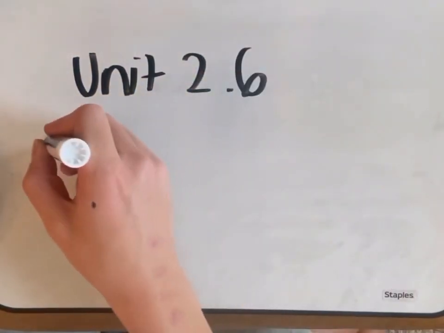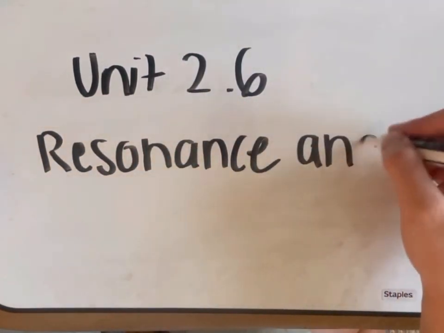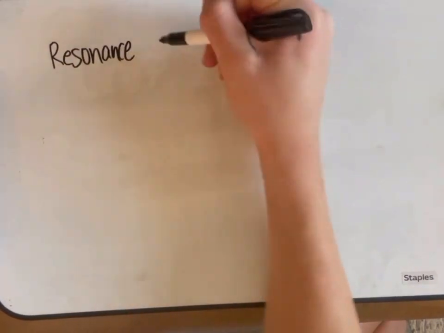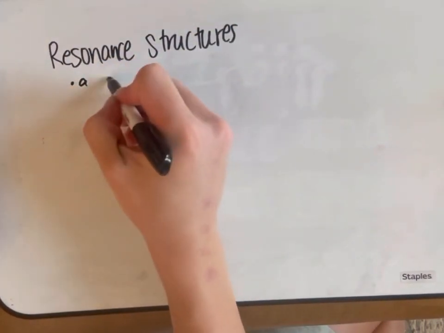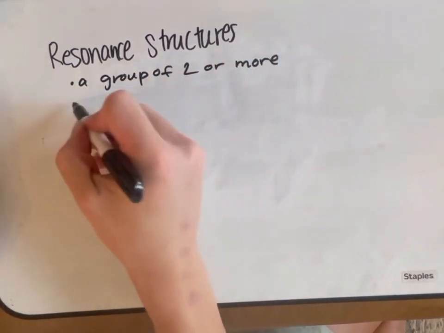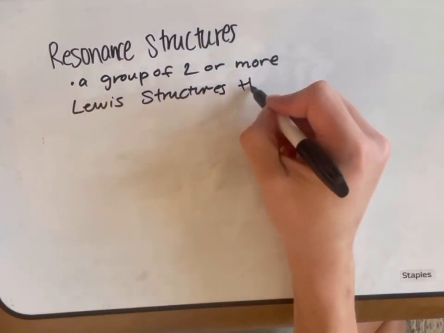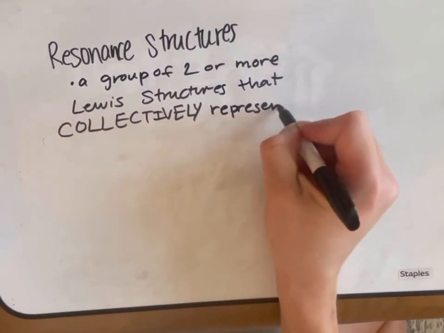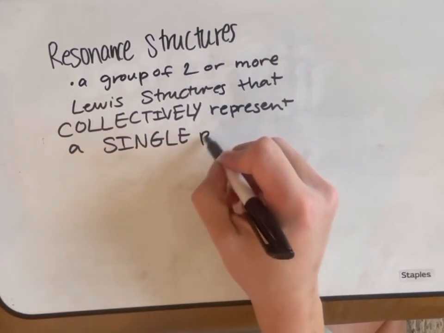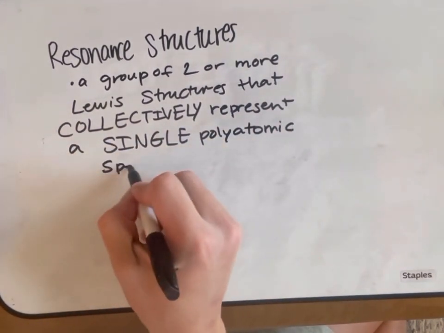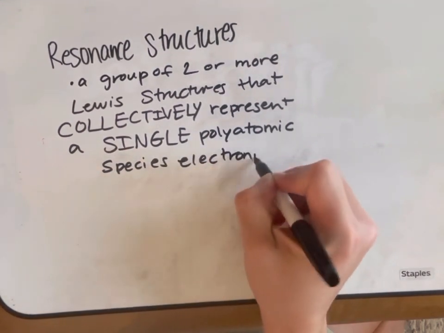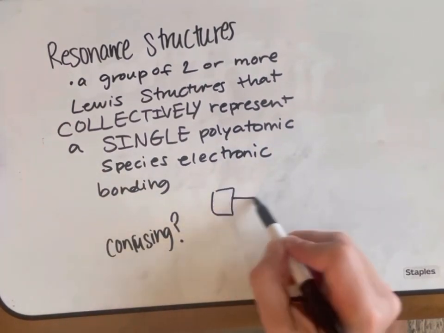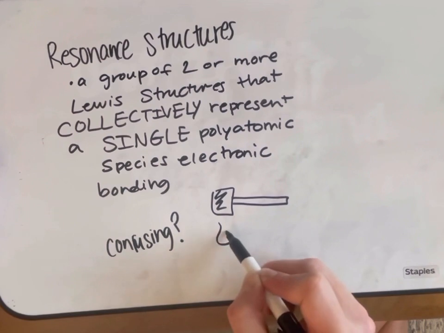So now we're on to Unit 2.6, resonance and formal charge. When we talk about resonance structures, it might seem a little confusing at first, but once we break it down, it'll make more sense. So resonance structures are basically a group of 2 or more Lewis structures that collectively represent a single polyatomic species. So what does that even mean, right? If you're confused, then that's okay. So let's break it down.